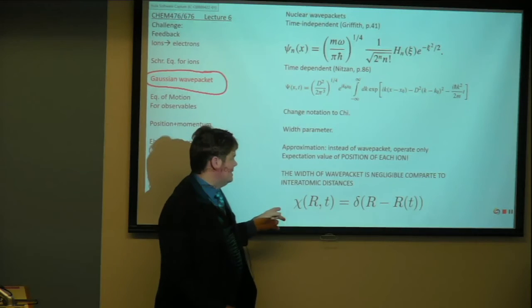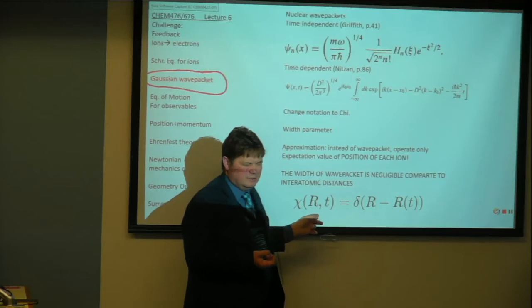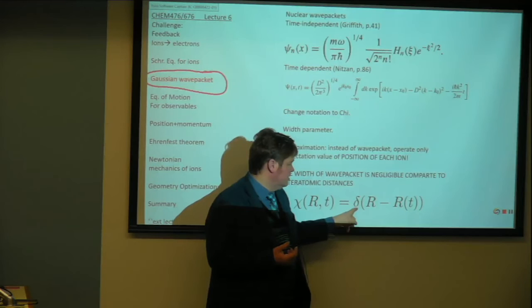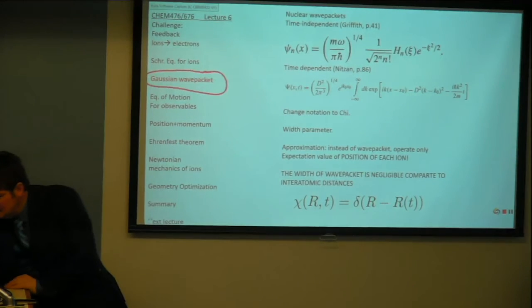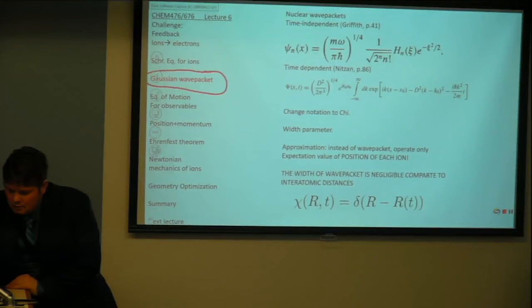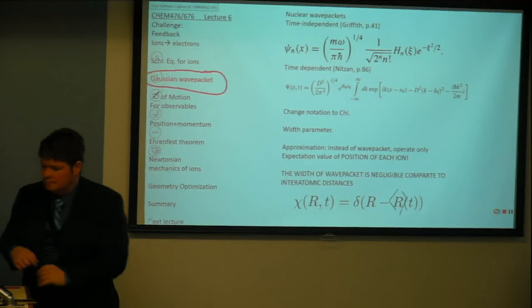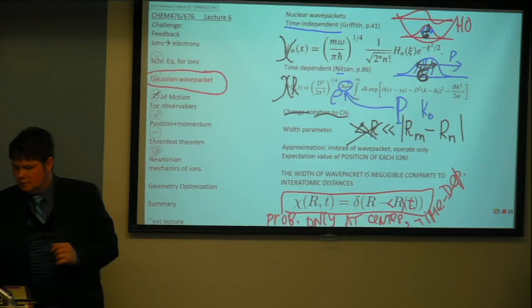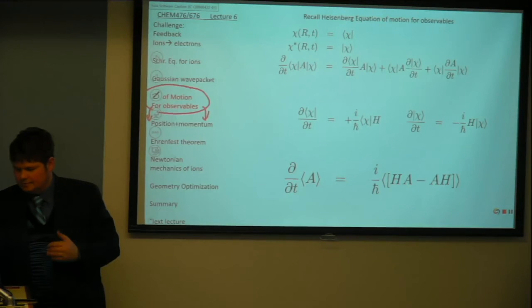But one of the ways to simplify thinking, just to not get crazy, is to assume that the nuclear wave function has a shape of a delta function, that it is centered near the expectation value of the nucleus. Okay.